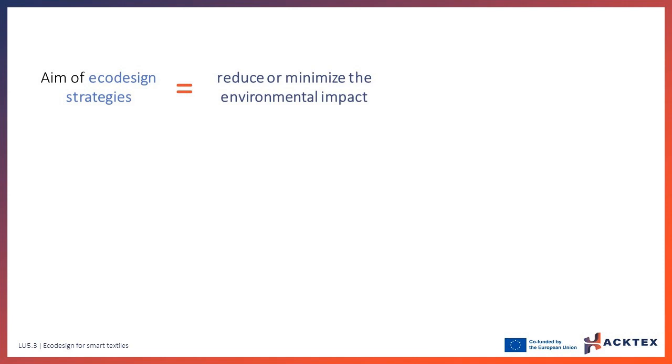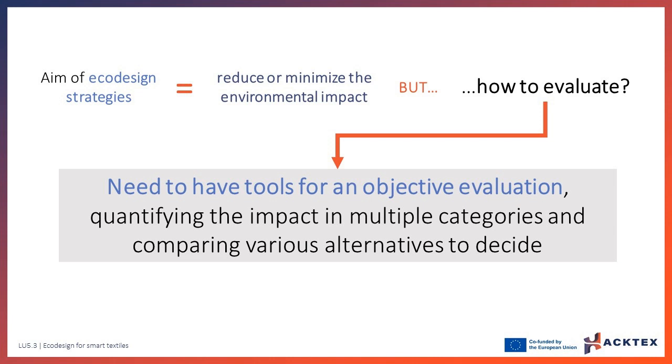The aim of using eco-design strategies during the development of a smart textile product is to reduce or minimize its environmental impact. However, the evaluation of these environmental impacts is not easy. What may seem a great solution to reduce an environmental impact can imply an increase of the environmental impact in other categories. Here lies the need to have tools for an objective evaluation. Tools that allow quantifying the impact in multiple categories, and comparing various alternatives to decide which is the best option, or if it is worth applying an eco-design strategy or not.